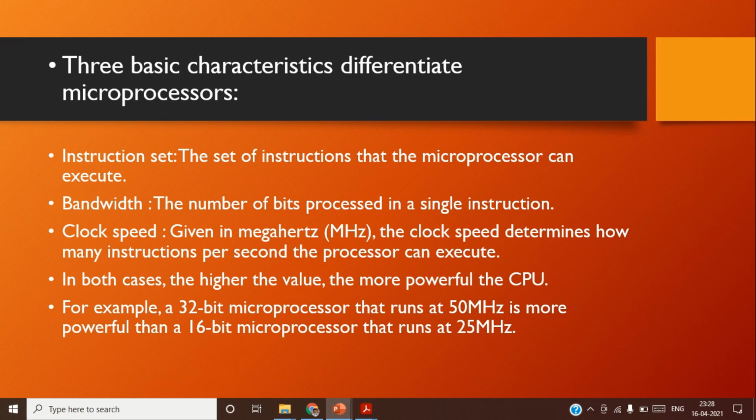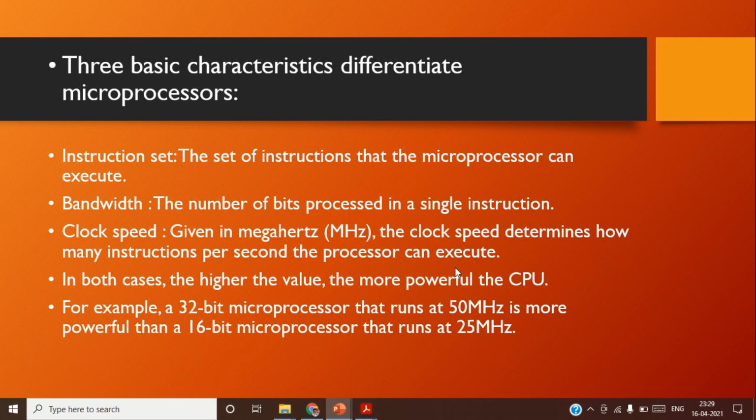Now, the three basic characteristics which differentiate all kinds of microprocessors. First is the instruction set. The second one is called the bandwidth. The third one is the clock speed. Now, these three features are very important. As I told you in the previous slide, the instruction set of the microprocessor identifies how many instructions a processor can execute. Now, what is the bandwidth? The number of bits processed in a single instruction. If the size of the bits is more, then the processing power of your processor will be more.